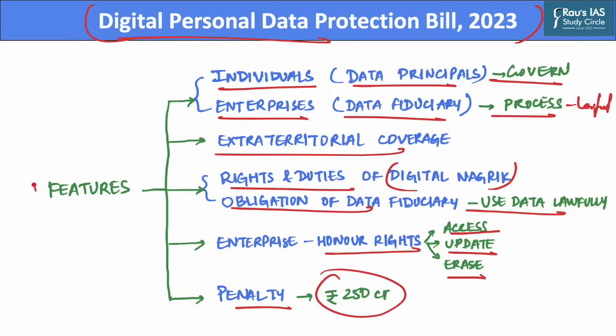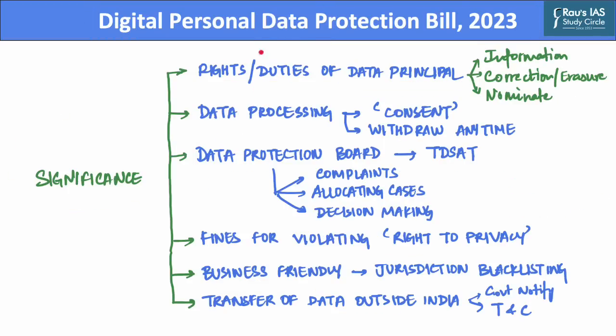Now, after we have discussed the key features of this bill, let us discuss what is the significance of such important features. The first important significance is that this bill provides rights and duties to data principals. An individual whose data is being processed is called a data principal, and they will have the right to obtain information related to processing of their data, seek correction or erasure of their personal data, and nominate another person to exercise their right on their behalf in the event of death or incapacity.